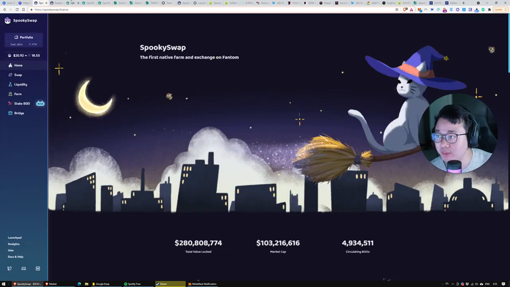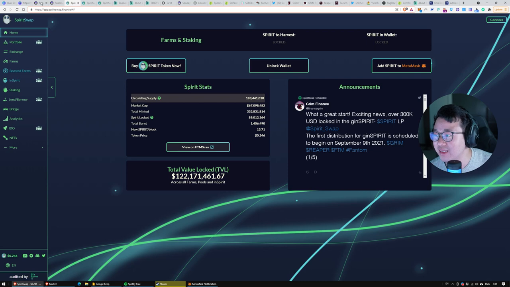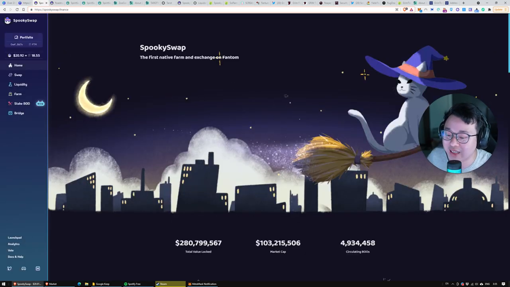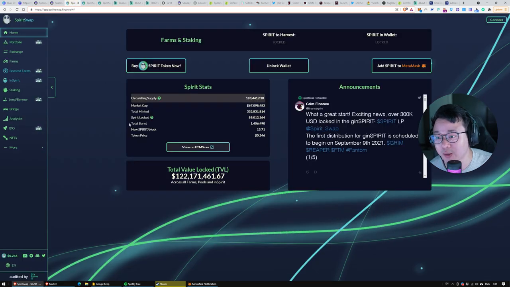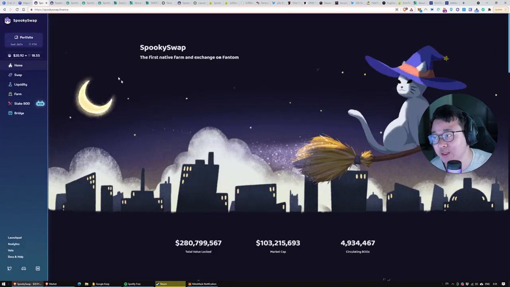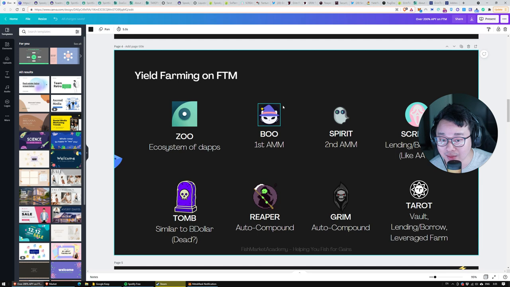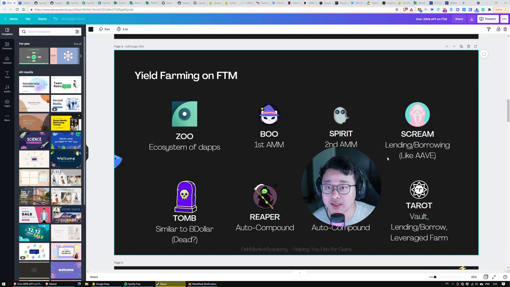Also, it needs to be a bit more than 2x. Yeah, sorry, I saw wrongly. I thought it was 208 million for a second. So there is some competition and catching up for SpiritSwap to do. Overall, I would say SpookySwap is still the safer token to be holding if you just want to buy the ecosystem AMM swap token. Okay, so the next one is called Scream.